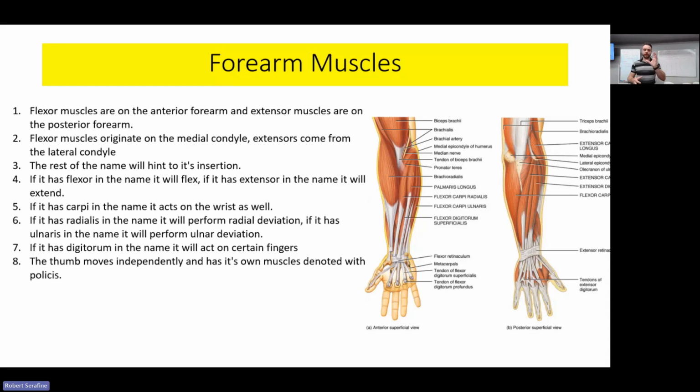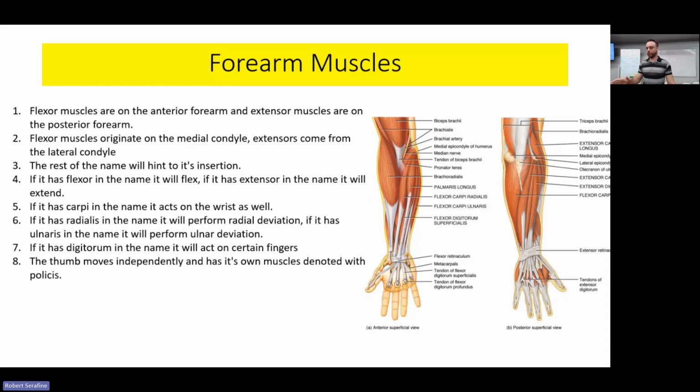For instance, flexor carpi radialis. Well, first off, it says flexor, so that means that it's coming from the medial side. It's going to flex the wrist, and radialis in the name means that it's attached to the radial side of my hand, which means probably the second or third metacarpal. And with radialis in the name, it means it can perform radial deviation. On the flip side, flexor carpi ulnaris is on the ulnar side of the hand and performs ulnar deviation.